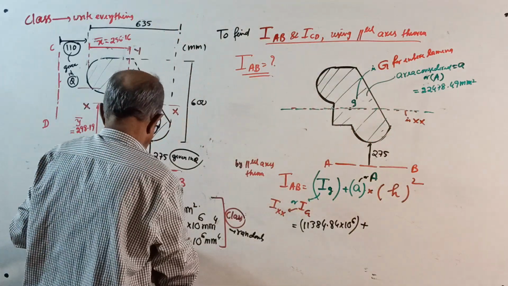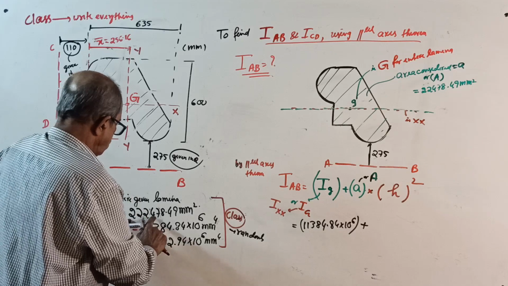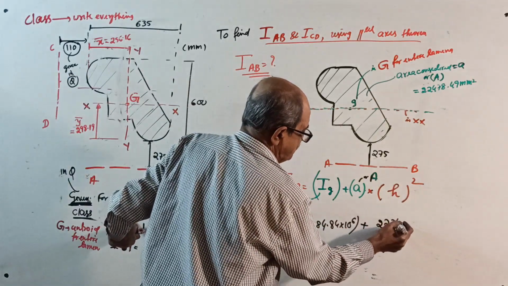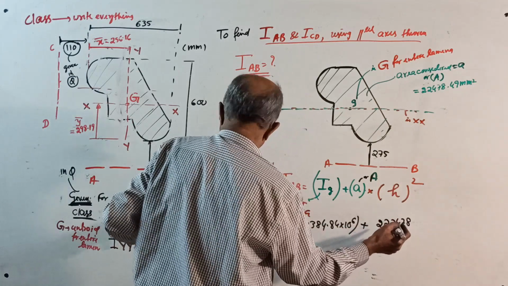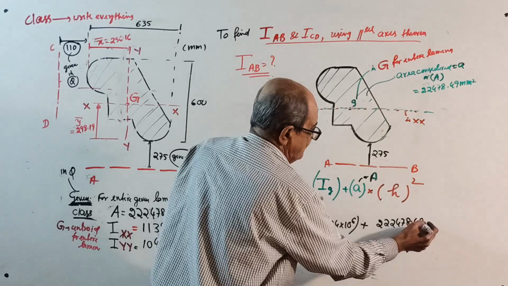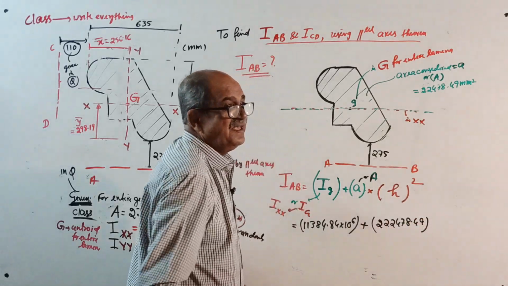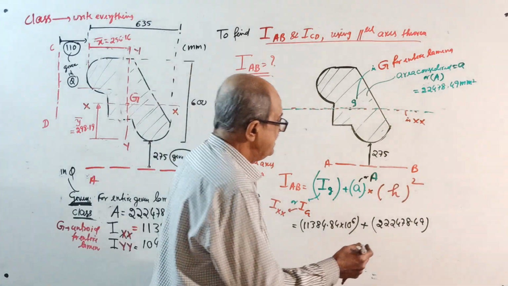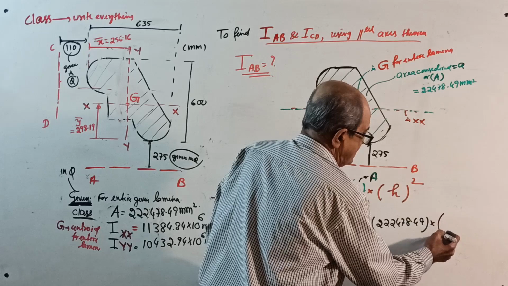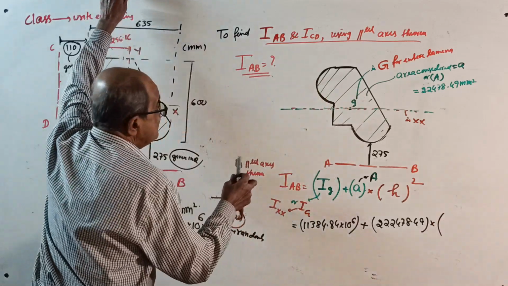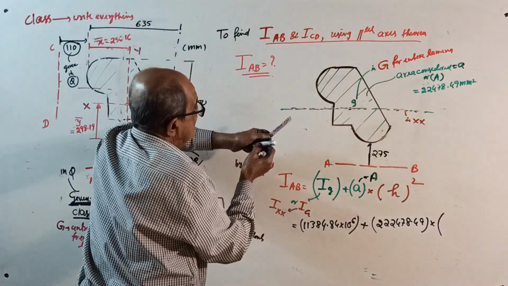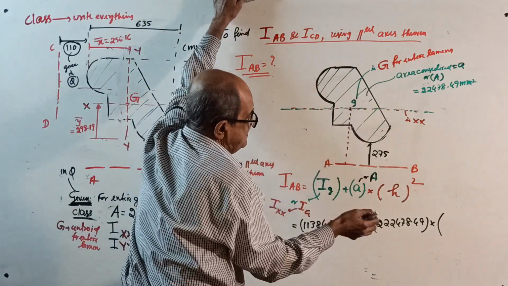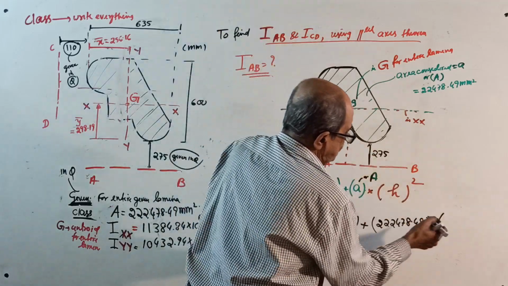Area is 22478.49. I gave the number randomly, but someone should think it is calculated. How can I calculate? Into the most important thing, this distance squared. That distance is 275.